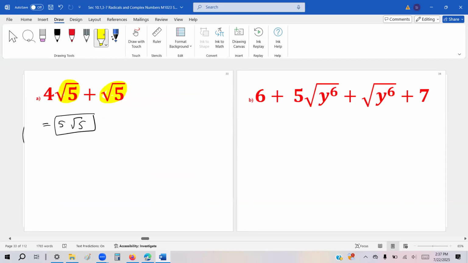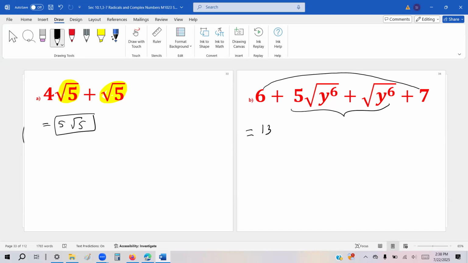Oh, it looks bad. But actually it's not bad. What like terms do you see here? First of all, we have 6 and 7, right? They are like terms. So we can combine them. What is 6 plus 7? 13.